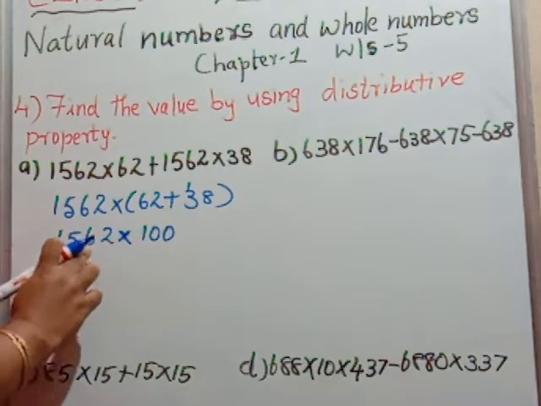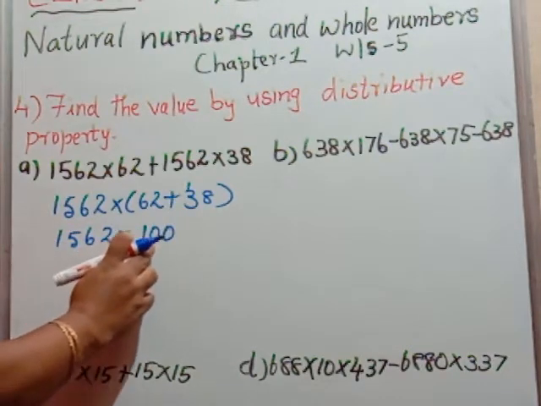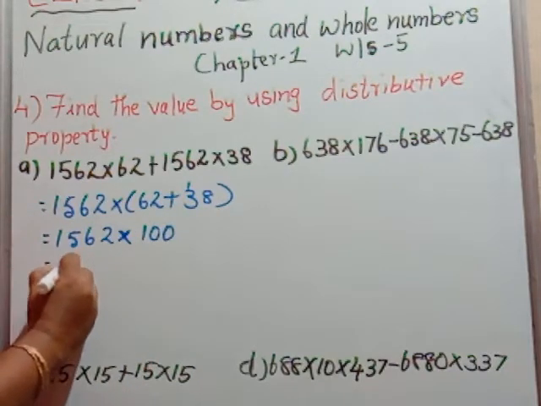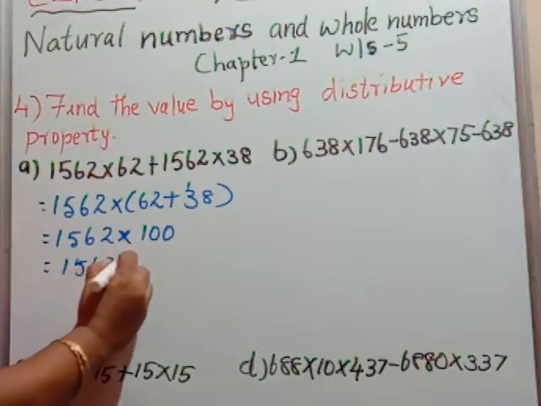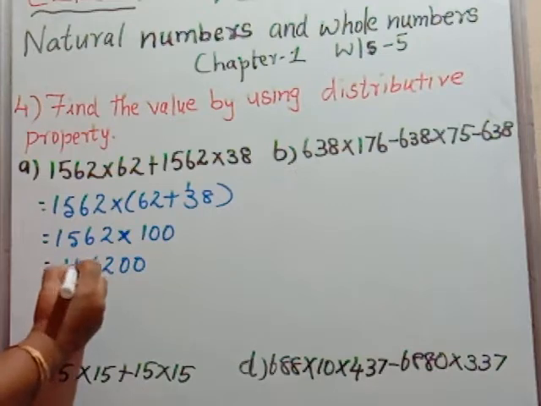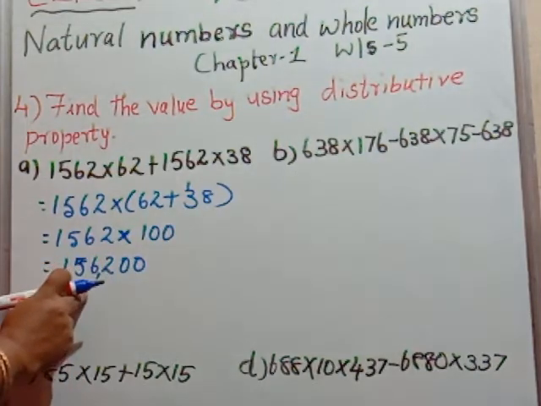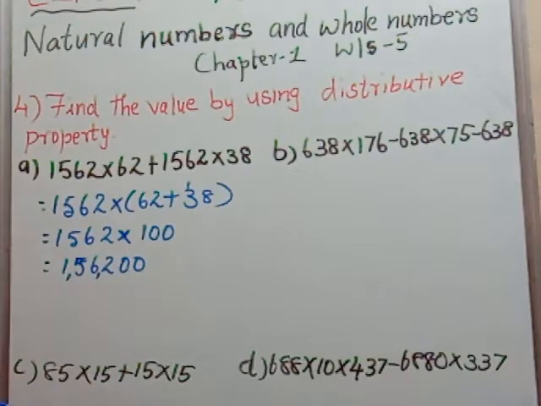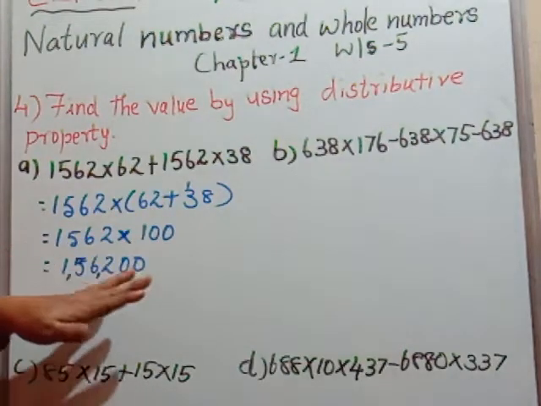Now 1562 should be multiplied 100 times. So what will be the answer? 1562, you write, add 2 zeros. Ones, tens, hundreds, comma, thousands, ten thousands, comma, lakhs. 1 lakh 56,200 is the answer.